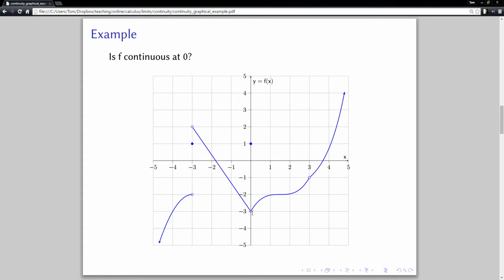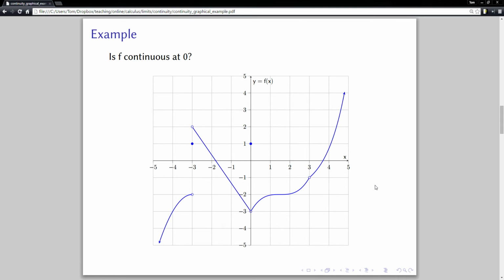But when I go to check condition 3, that is, is the function value equal to the two-sided limit? The answer to that is no. So condition 3 is not met. The two-sided limit is -3, but that does not agree with where the function value is.